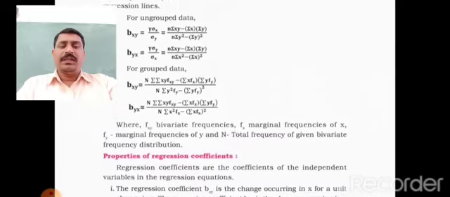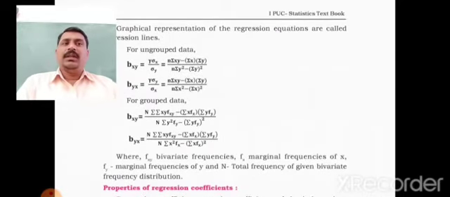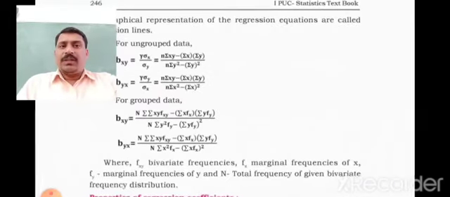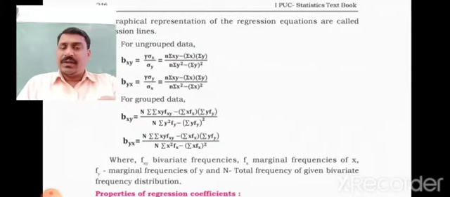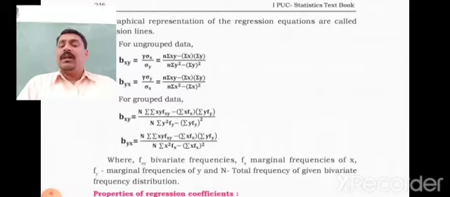Next, formulas of regression coefficients. Okay, so for bxy, the simple formula is r into sigma x divided by sigma y. R is nothing but Karl Pearson's coefficient of correlation value. So correlation into sigma x divided by sigma y, that is the formula to find the bxy coefficient. And for the byx coefficient, it's again correlation r into sigma y divided by sigma x.